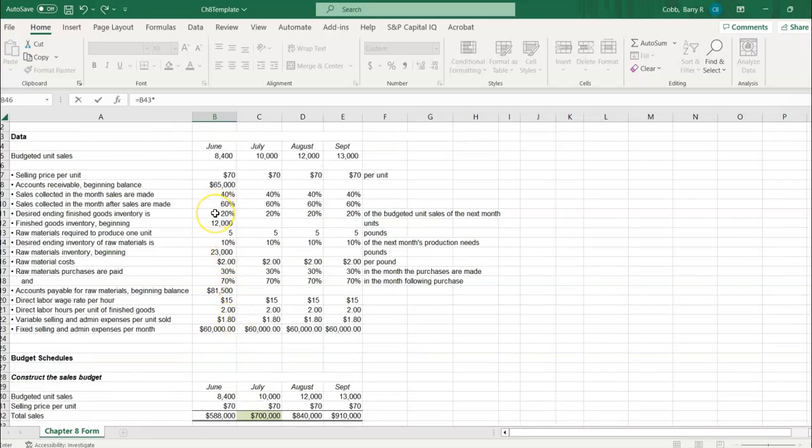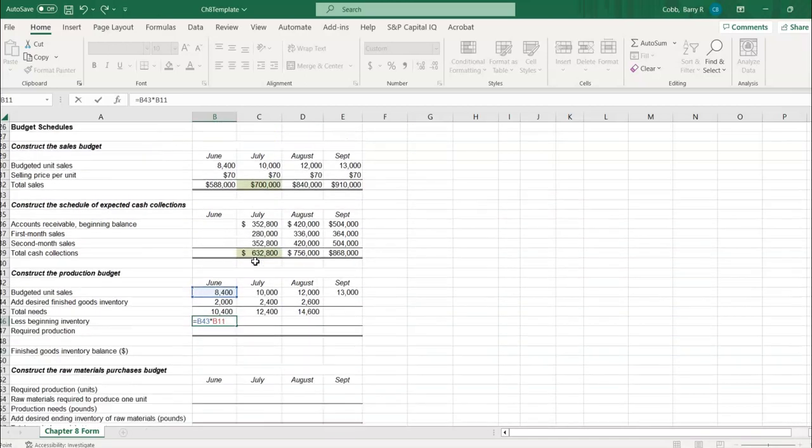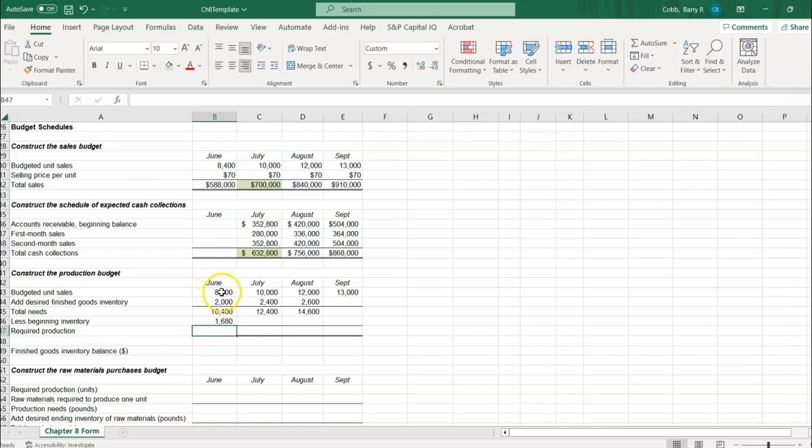It also might just be given, but we would have expected it to be at the end of May 20% of the next month's sales. The next month's sales were June, so that should have been 20%. So if we take the total needs minus the beginning inventory, that gives us the required production. And we can copy these across.